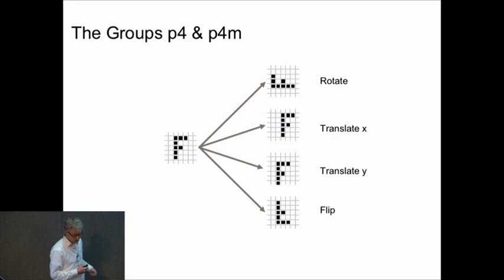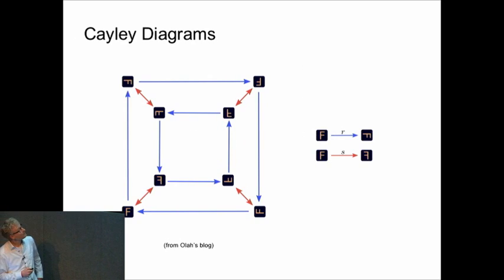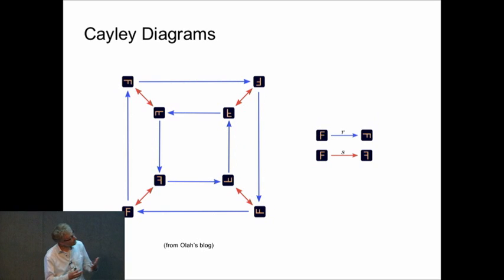Taco worked with these groups here, so he has a rotation element, two translation elements in the x and y direction, and a flip. That's the group P4M. Now, in order to generalize what we just did to this more complex group, it's quite useful to look at this Cayley diagram. A Cayley diagram is a picture of how a group operates. This is the group where we have rotations and mirror symmetries, so not the translations. You start with an F, and if you rotate, you follow this blue line. So this is a rotated one, and you rotate again, and again, and again.